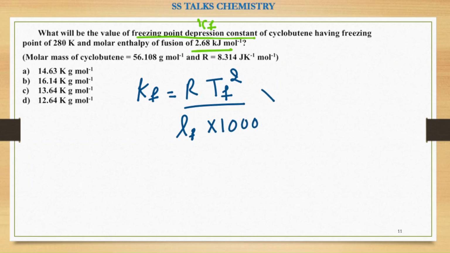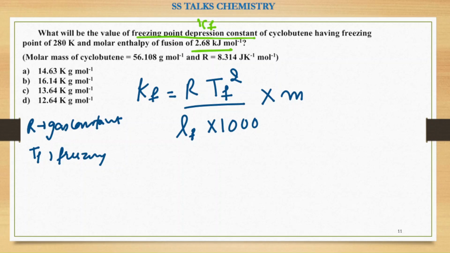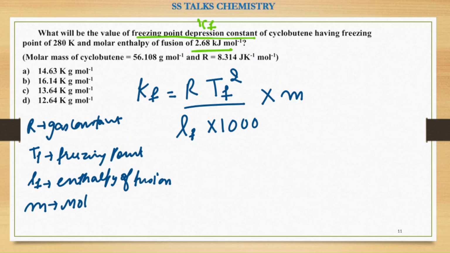And in the numerator you just have to multiply it with the molar mass. So Kf is R TF square into M upon LF into 1000. So R is my gas constant, TF is the freezing point, and next is LF, that is your enthalpy of fusion, and M is the molecular mass over here.